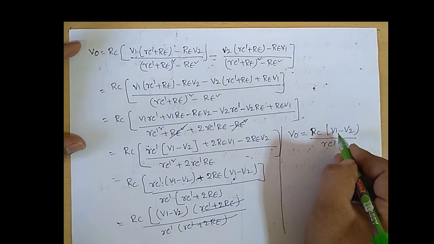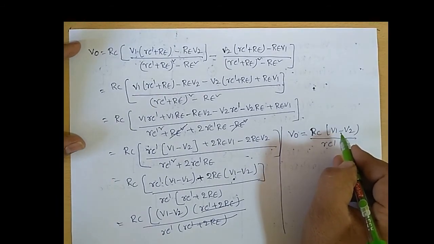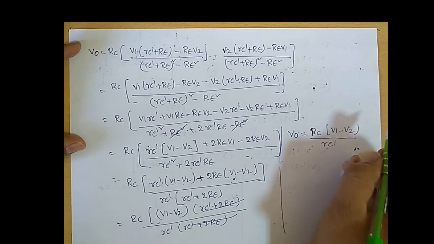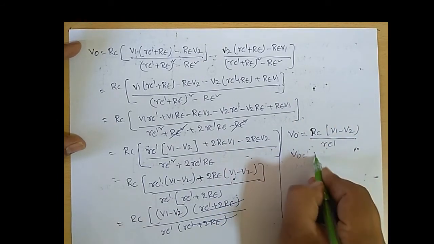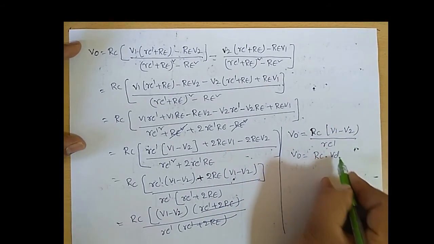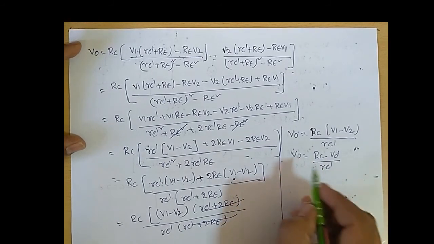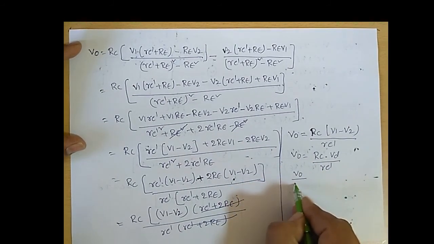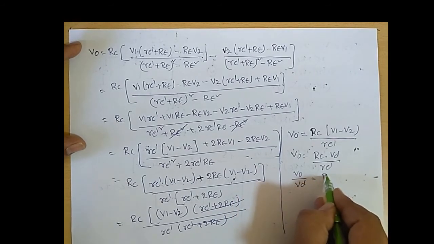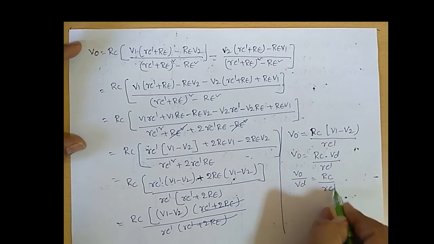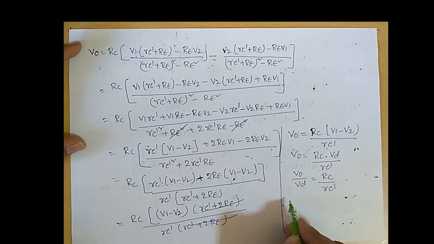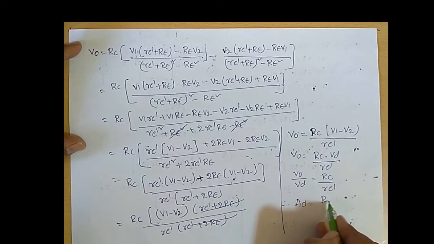We know that in the differential amplifier V1 minus V2 we consider as VD, so VO equal to RC into VD whole by RE dash. According to the gain, that is output voltage by input, VO by VD equal to RC by RE dash. Therefore, the differential voltage gain AD of the differential amplifier is RC by RE dash.